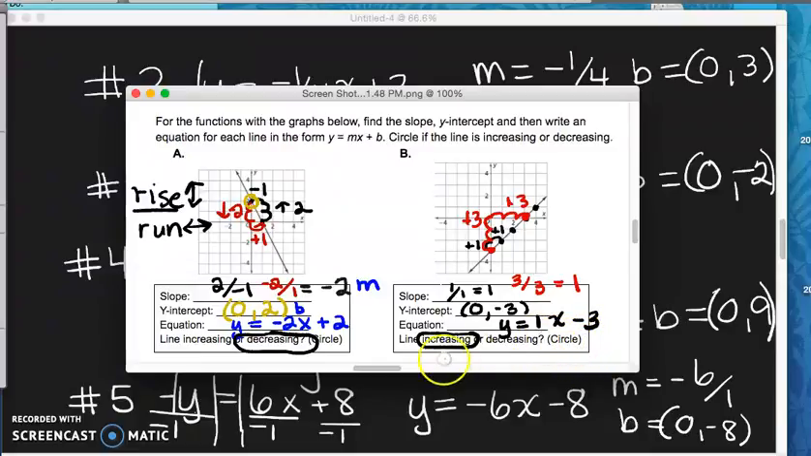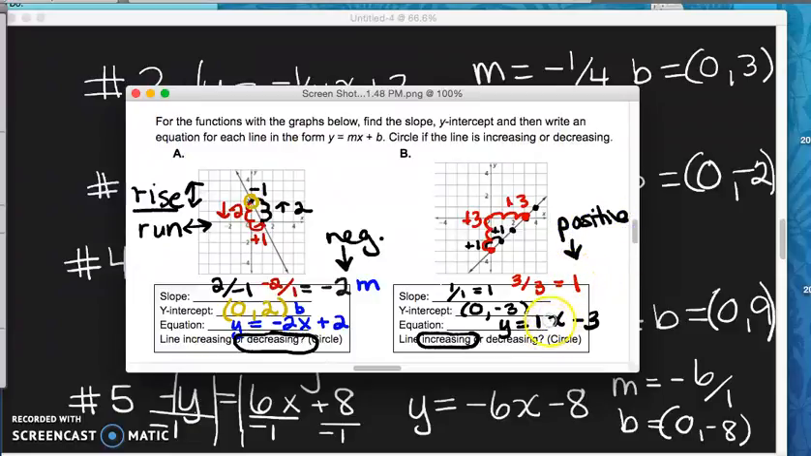Now, another way to determine if your line is increasing or decreasing is not just by looking at the graph, but also looking at your slope. If you notice, on the decreasing graph, your slope was negative. And if you look at the graph that was increasing, your slope was positive.